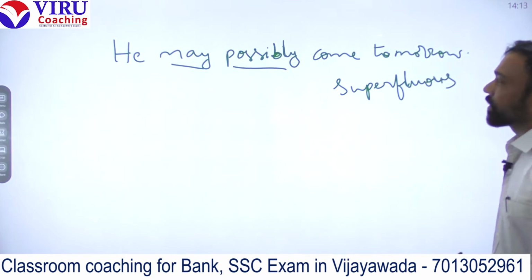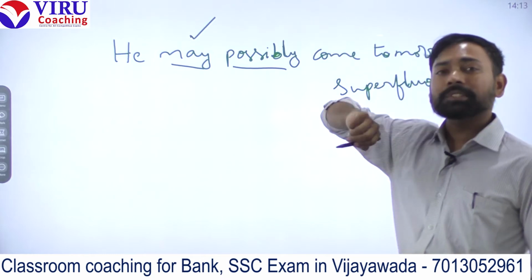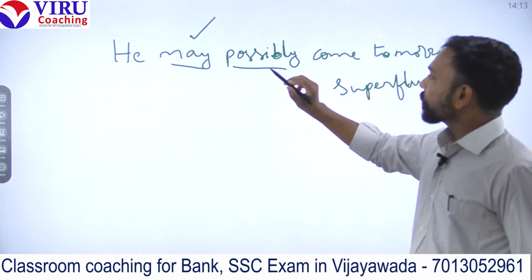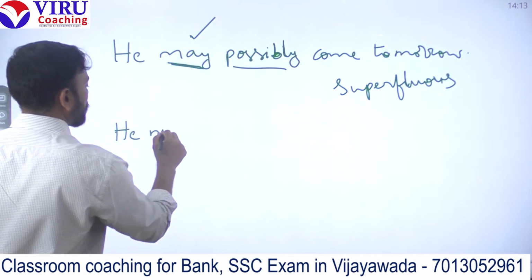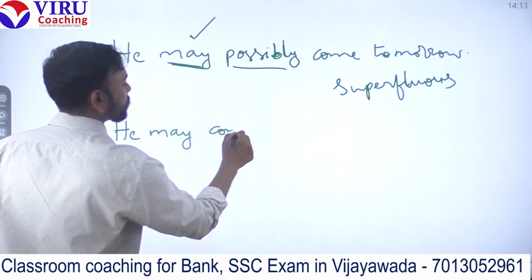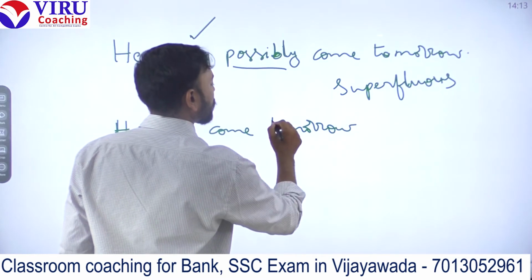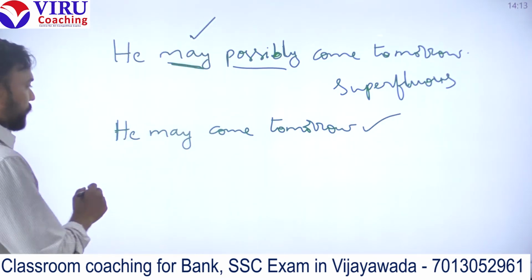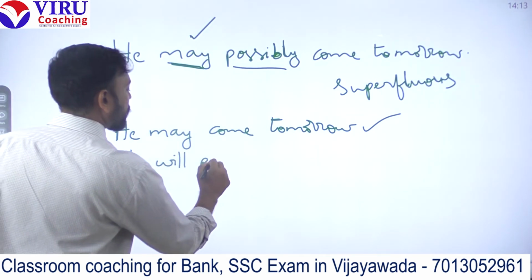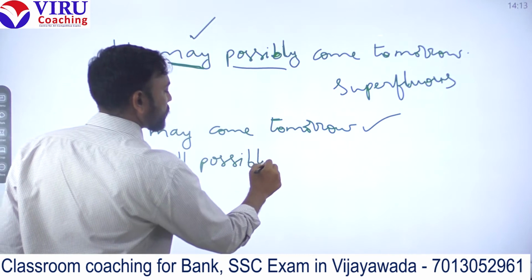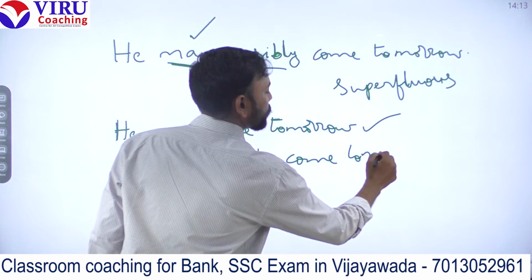So may indicates possibility already. And again, another possibility is not required in the sentence. The correct usage would be like this. He may come tomorrow. He may come tomorrow. This is correct usage. He will possibly come tomorrow.